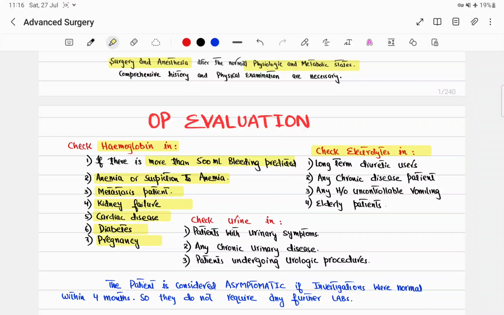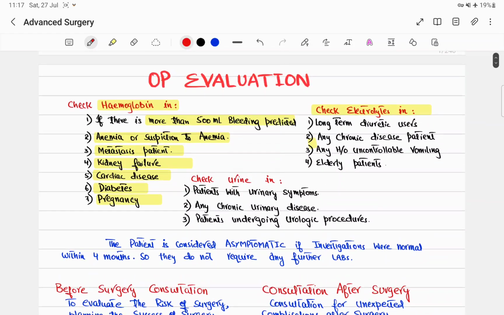To check the electrolytes, we consider patients who are using long-term diuretics, like who have been using diuretics for more than 2 months. Any chronic disease, like a rheumatic disease, or any chronic kidney or liver disease. In these patients electrolytes are checked, or if there is any history of uncontrollable vomiting, or the patients are elderly.